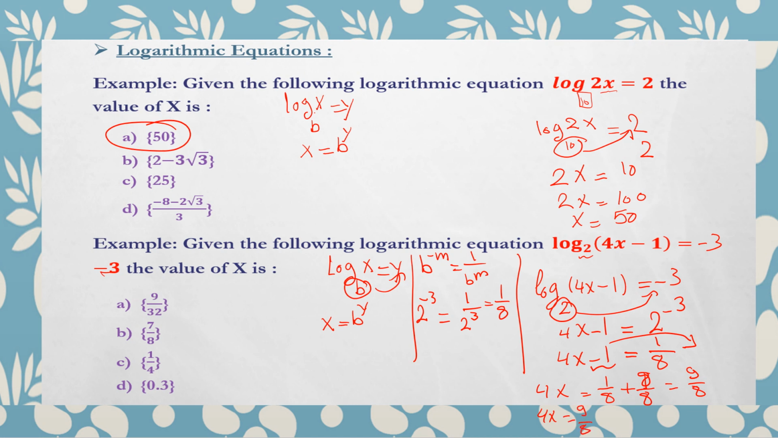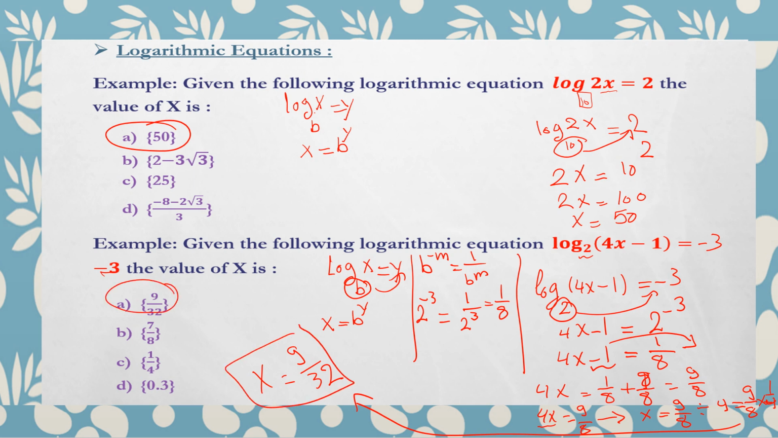We only need x, so x equals 9 over 8 divided by 4, and this means 9 over 8 times 1 over 4. So x equals 9 over 32. So the correct answer is A.